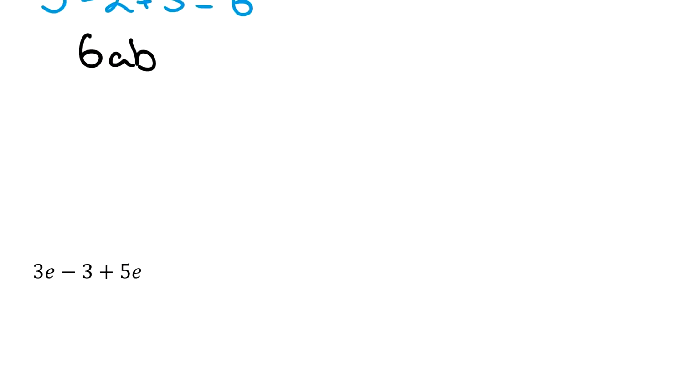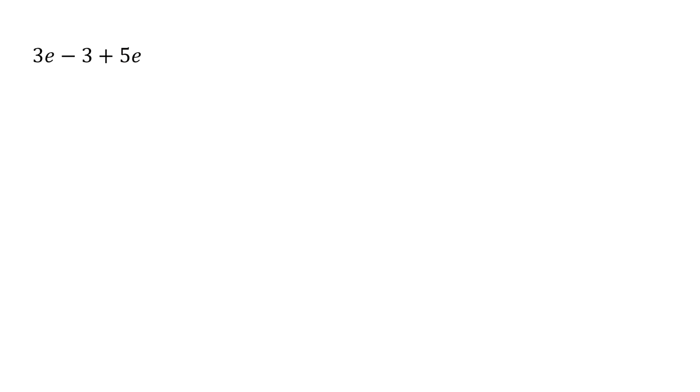Alright, so next, let's look at a different example here. This time we have some e's and we just have some normal numbers. So this is where I like to do an underlining method where we underline our like terms. So I know we have e's here and we've got e's here. Now I include the plus because that's going to tell me what I have to do with it. And then we also have minus 3.